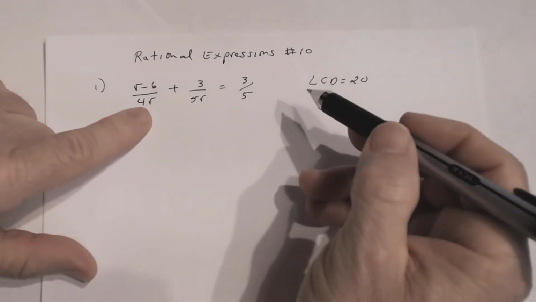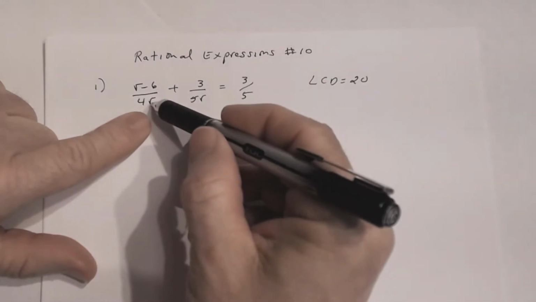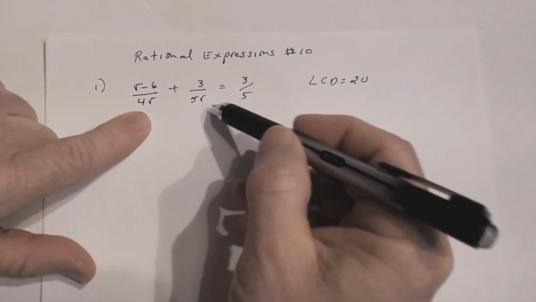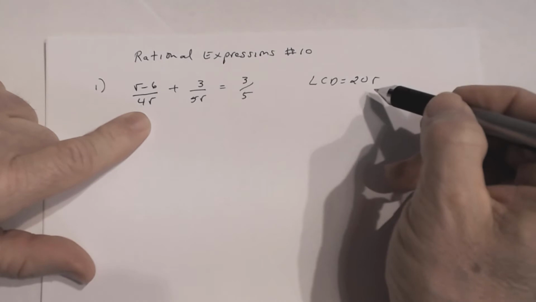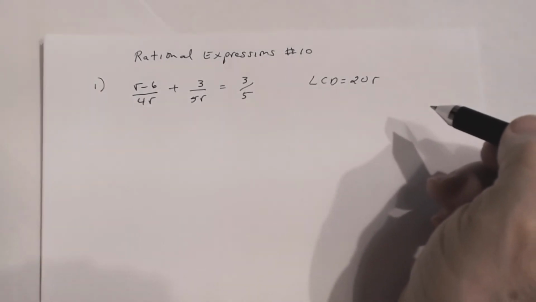Okay, then in terms of the variable, I have a factor of r. I have a factor of r. I don't have any factor of r's here, so I just need one factor of r. So 20r is your least common denominator.